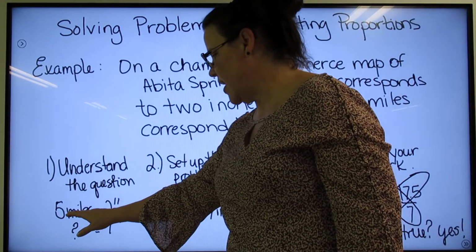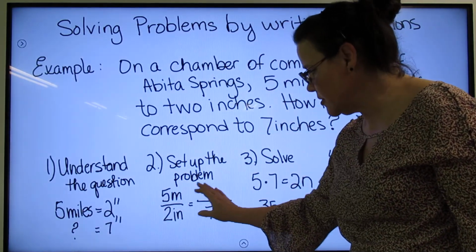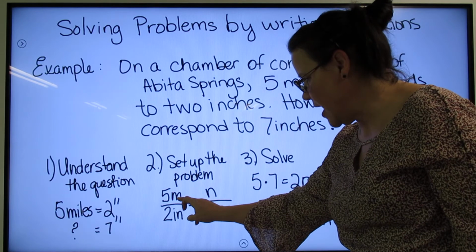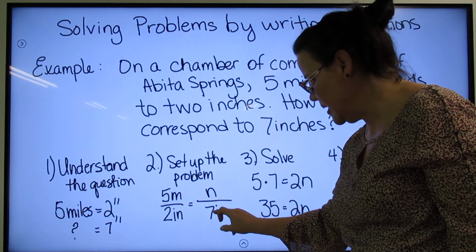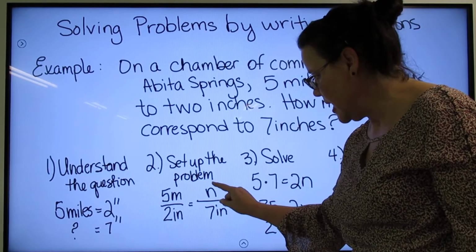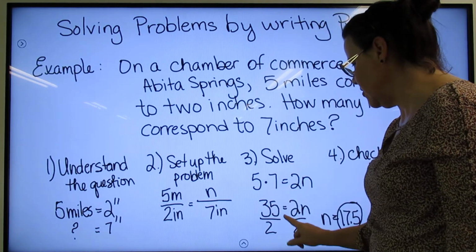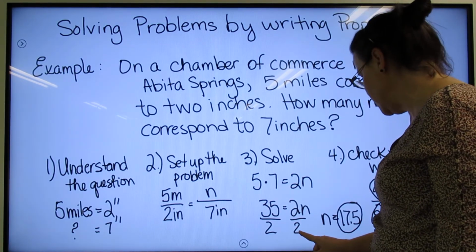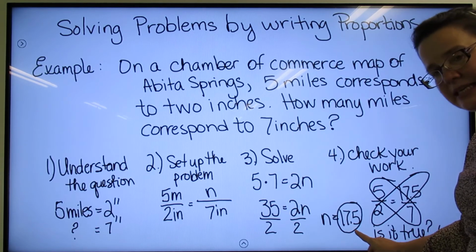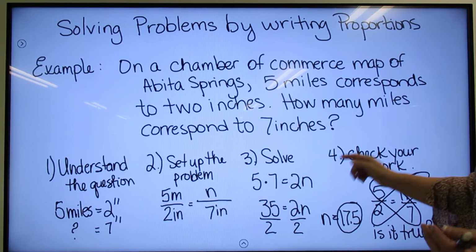Understand the question. 5 miles for 2 inches. How many miles for 7 inches? I set it up proportion-wise: 5 miles to 2 inches, n to 7 inches. M means miles, just in case you're wondering. So I cross multiply. I get 35 equals 2n, divide by 2. n is going to be 17 and a half, 17.5, however you want to do it. Is it true? Yeah, because when I cross multiply both sides, they're both equal, so it would be a true statement.